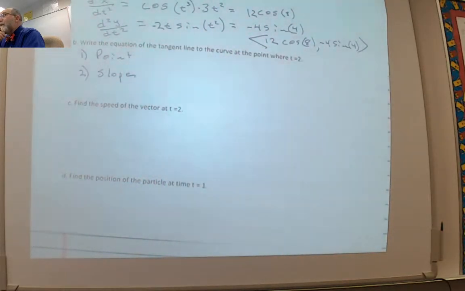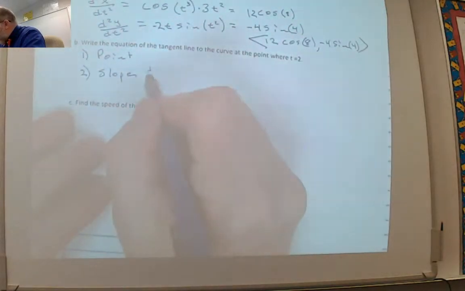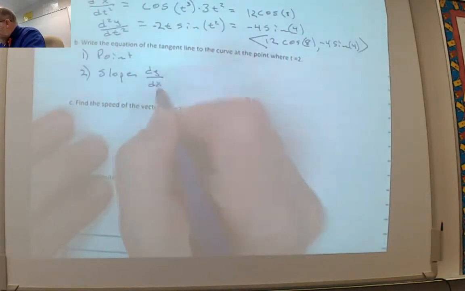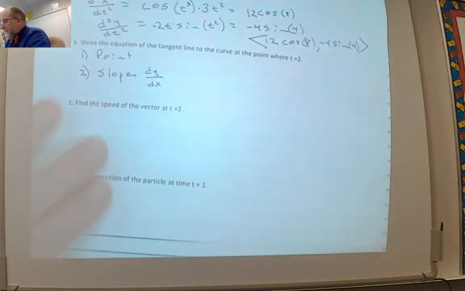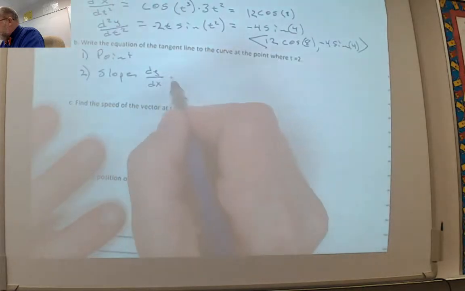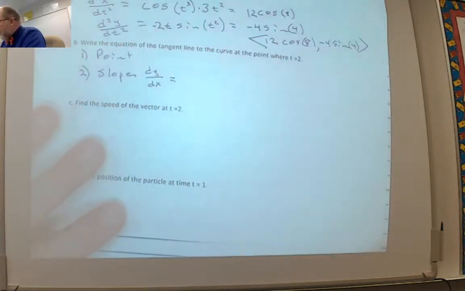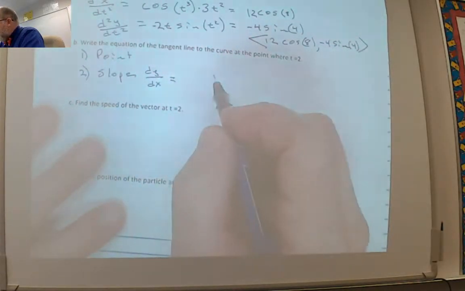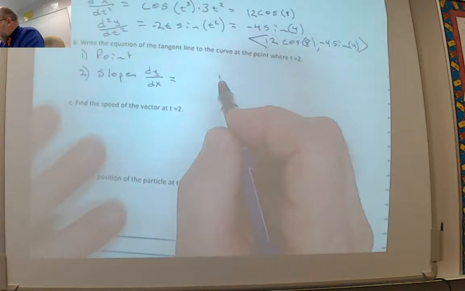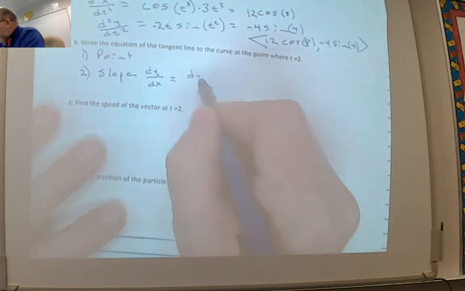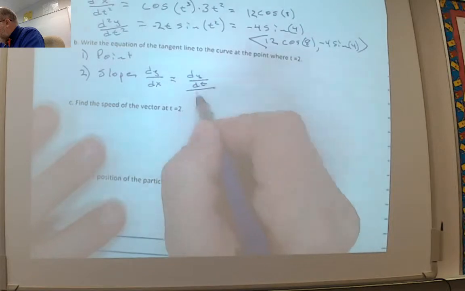Yeah, it's rectangular, I agree. So the slope of the tangent line is d what over d what? dy over dx. How do I get that? Would you take the derivative of dy? It's like dy dt over dx dt? Do I have dy dt? And do I have dx dt?